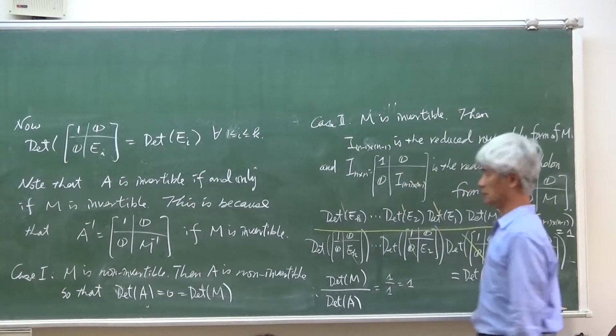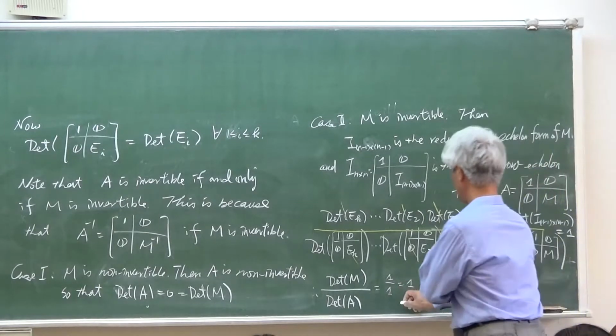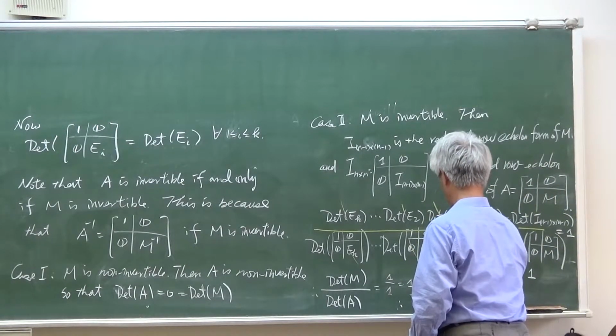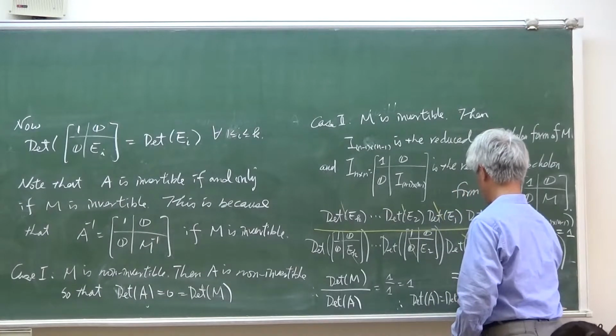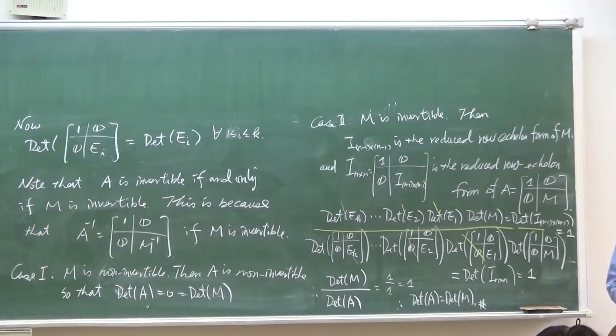0, 1, 1, 1. So determinant of A equals determinant of M. To prove the lemma.